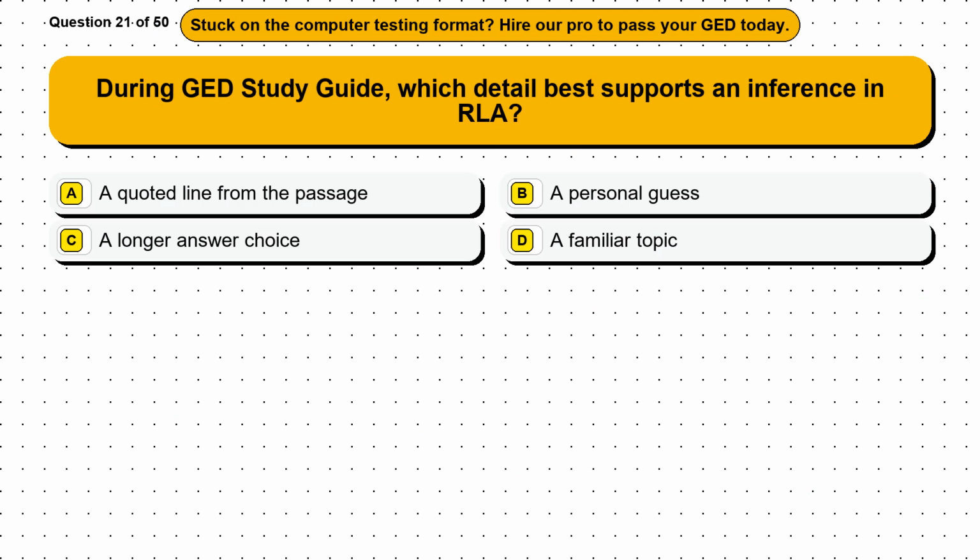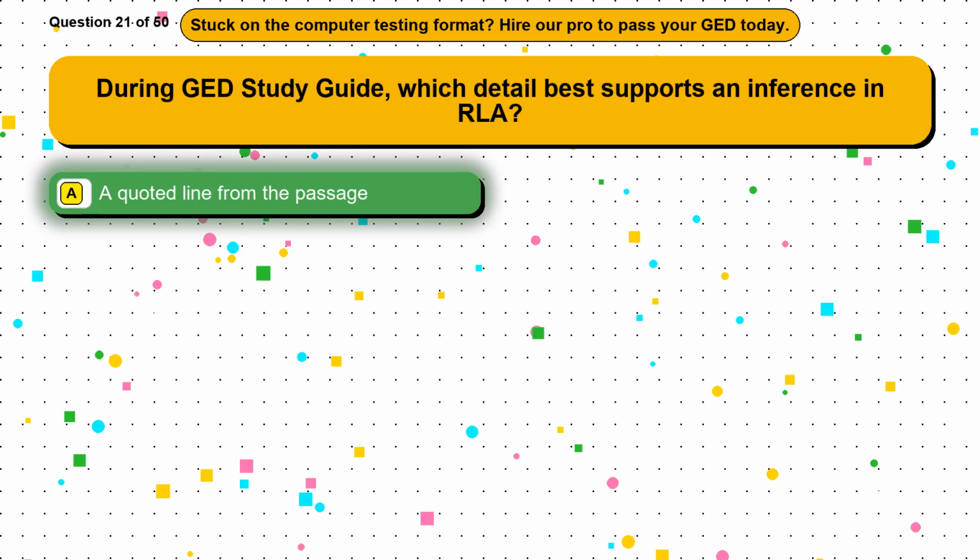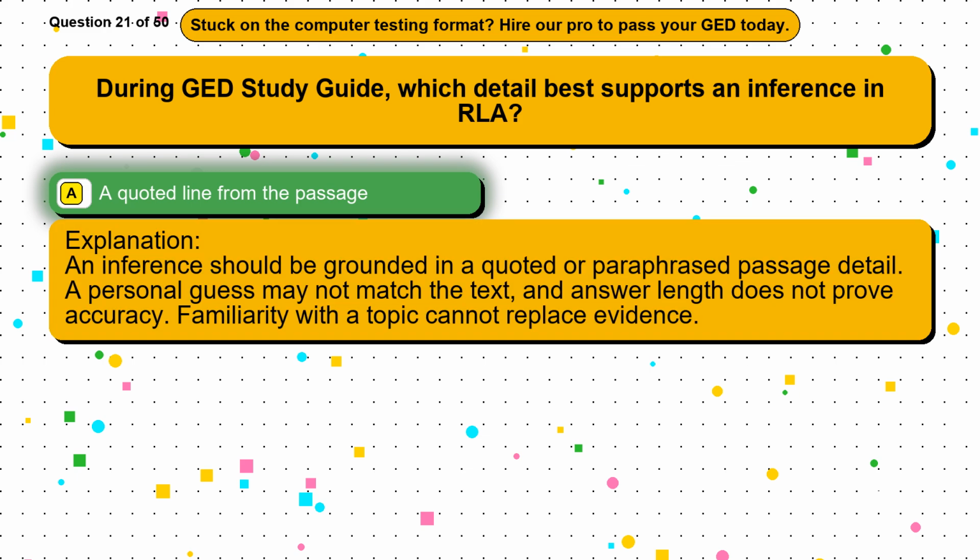Question 21. During GED Study Guide, which detail best supports an inference in RLA? Option A, quoted line from the passage. Option B, a personal guess. Option C, a longer answer choice. Option D, a familiar topic. The correct answer is option A, quoted line from the passage. An inference should be grounded in a quoted or paraphrased passage detail. A personal guess may not match the text, and answer length does not prove accuracy. Familiarity with the topic cannot replace evidence.